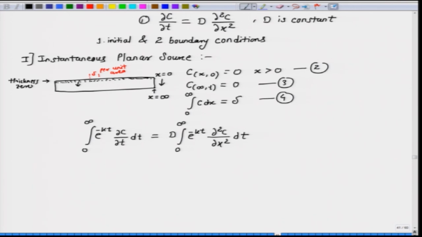Now, let us try to solve each side one by one. If you first look at the left hand side, LHS, which should be equal to integral 0 to infinity e to power minus k t dou c by dou t dt. Now, this integral we can solve by the method of integration by parts. So, if we integrate by parts, what is the formula for integration by parts?